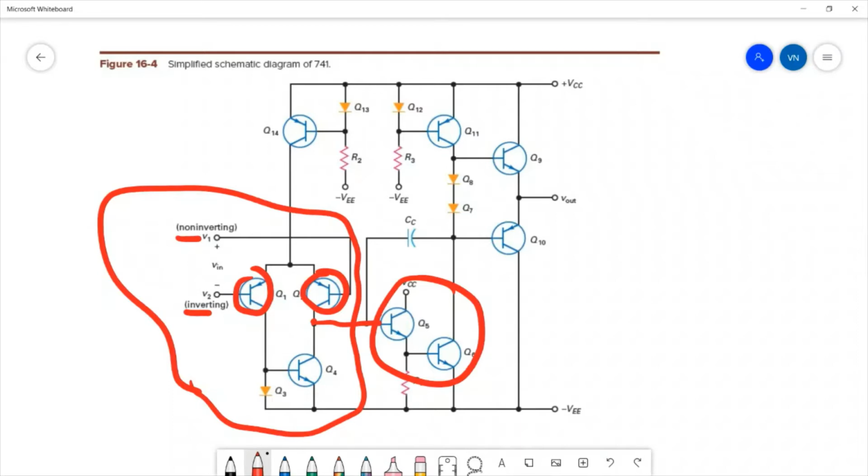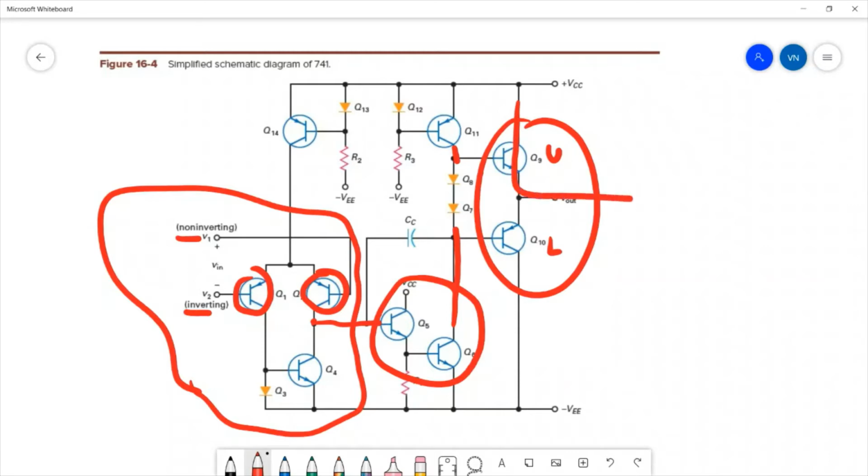This is where all the gain comes from in an op-amp. The output of the CE amplifier drives the final stage, which is a push-pull Class B amplifier that has an upper and a lower transistor, and when the upper transistor turns on, the circuit pushes current out to the load, and when the lower transistor turns on, it pulls current back in and feeds it to the negative supply.